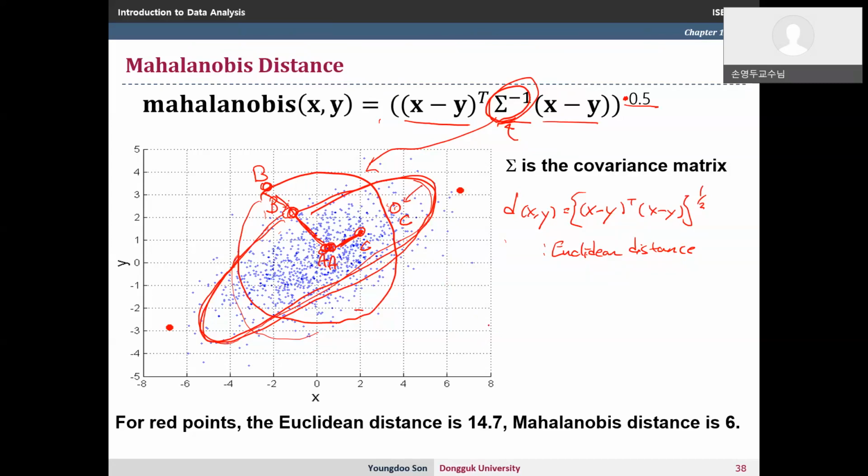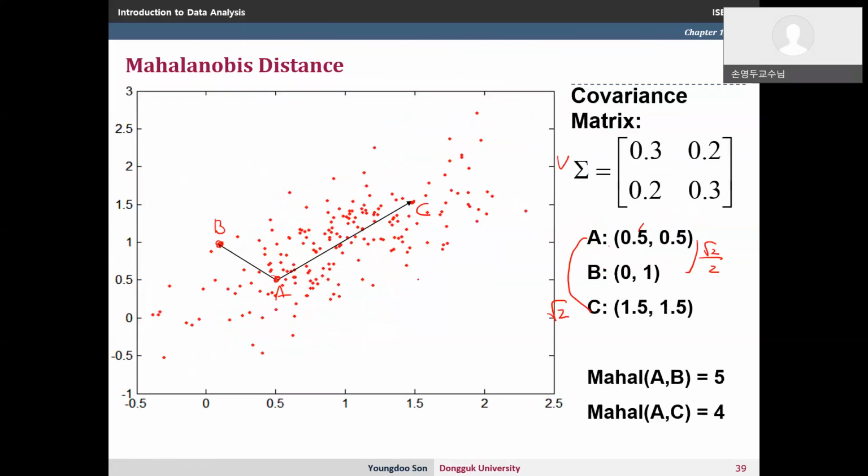For example, the example in the last page shows that by using the Euclidean distance, the line segment between A and C is longer than the line segment between A and B. So the Euclidean distance between A and C is larger than the Euclidean distance between A and B. Actually, it's twice as long.